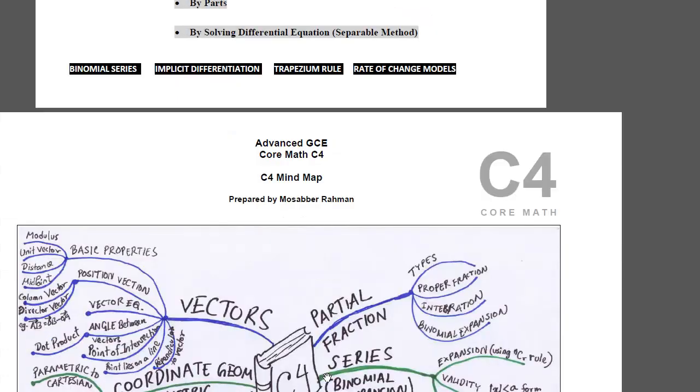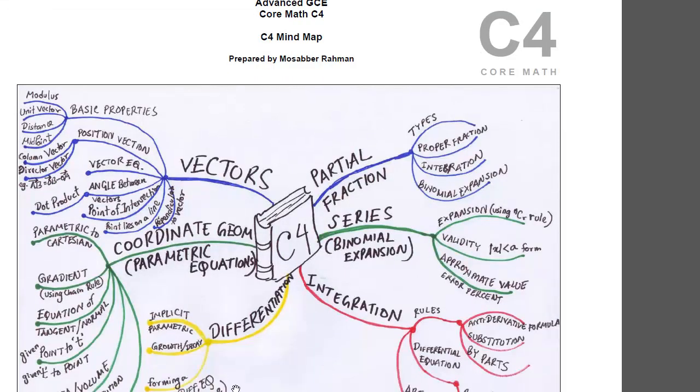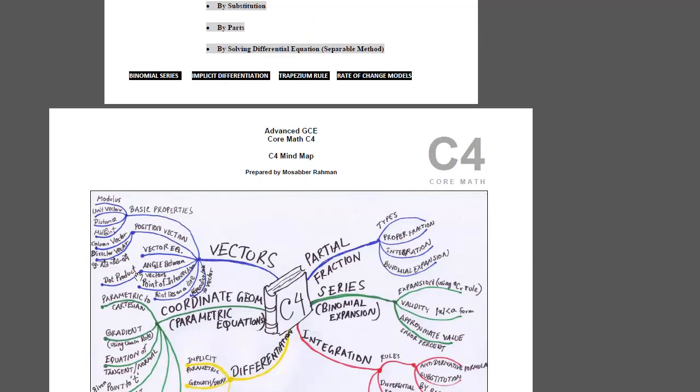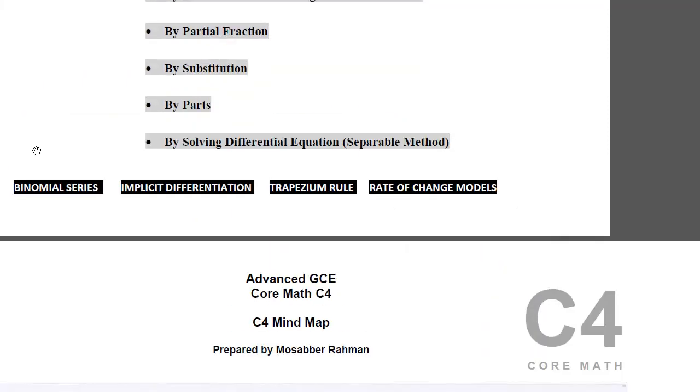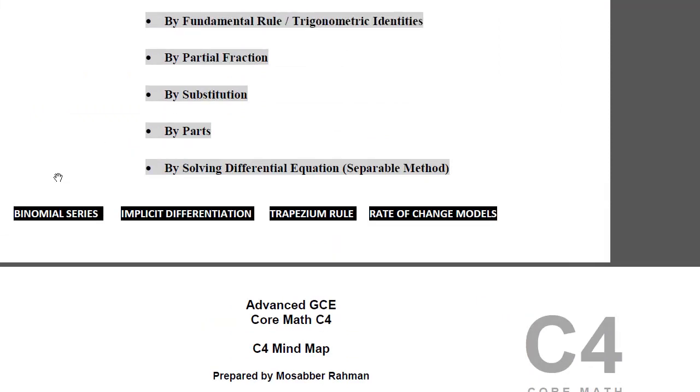The entire syllabus can be pictured like this. This is what the C4 mind map looks like, and you have topics like vectors and partial fractions, series, all these things, but these are not all C4 topics. So I would like to start off with topics that are from other papers. So binomial series, implicit differentiation, trapezium rule, rates of change. Let's do these 4 sums first.